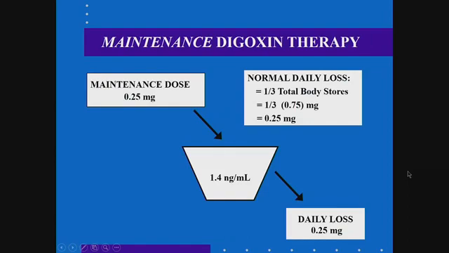Now, maintenance therapy in the case of digoxin. How much do we need to give in order to maintain that therapeutic level that we were looking for, in this case 1.4 nanograms per ml? Well, we need to estimate how much drug is lost over time. In this case, it was estimated that 1/3 of the total body stores of digoxin is lost daily. In the case of digoxin, the drug is eliminated primarily via the kidneys.